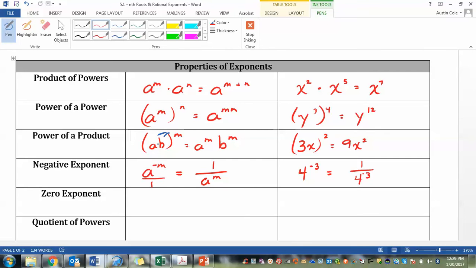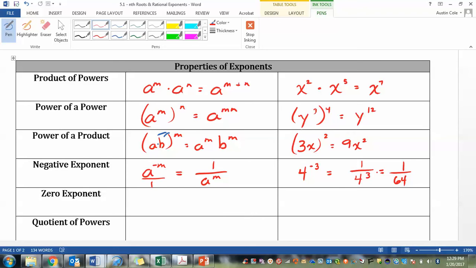Now, what is 4 to the third? 64. So this is actually going to be 1 over 64. You can just flip it. Correct. You don't need to divide or anything. You just put it there. You just move it, yeah.